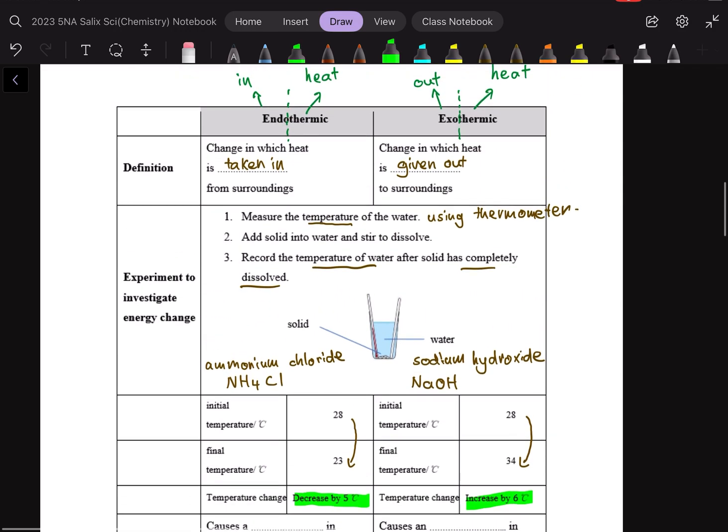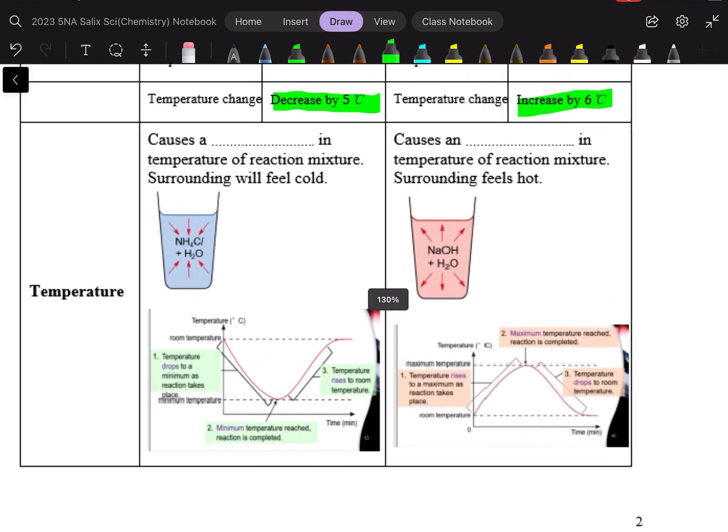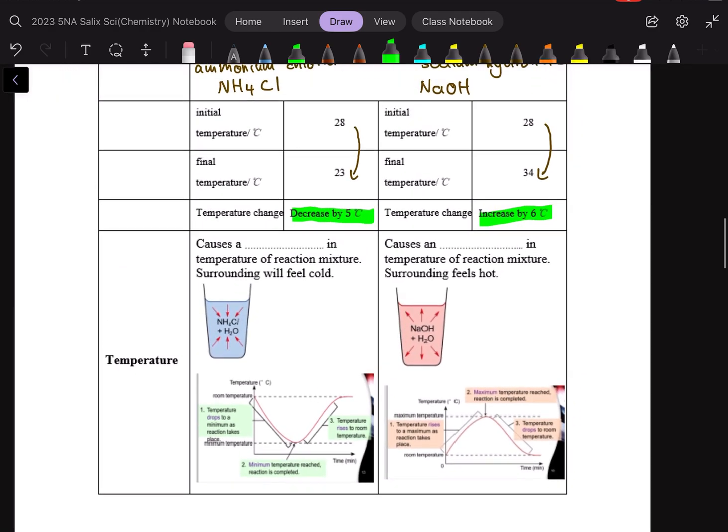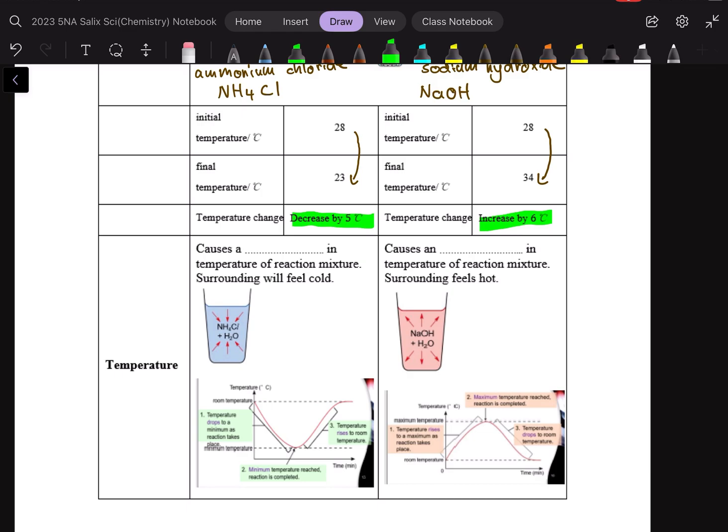So a lot of you might wonder, how come heat is taken in but temperature drops? Because it's absorbed by the reactant particles, so the surrounding actually drops in temperature. Maybe you'll understand better with this visual. For the endothermic case, there will be a decrease in the temperature. For the exothermic case, there will be an increase in the temperature.